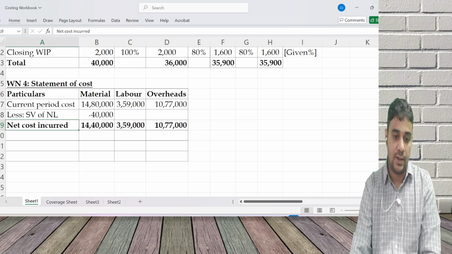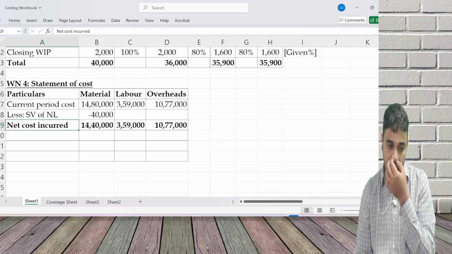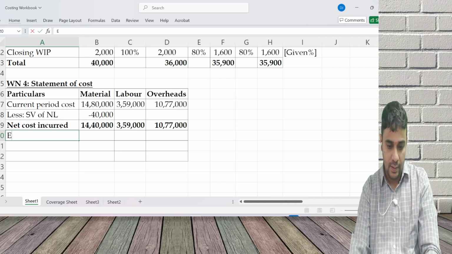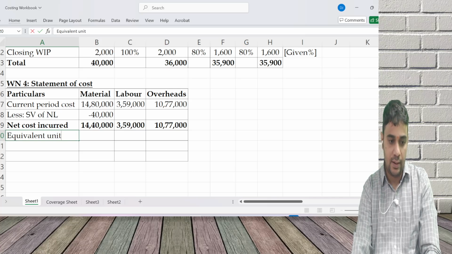Net cost incurred, equivalent units, cost per equivalent unit.